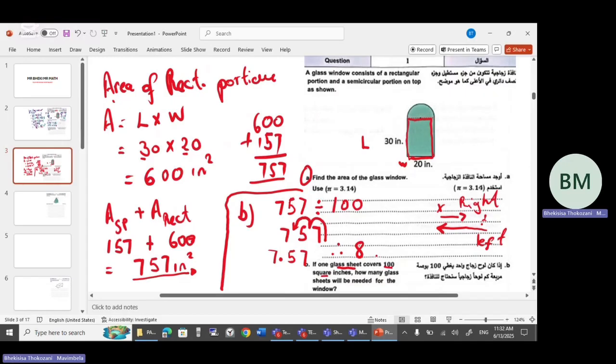We need at least 8 sheets. So this is what is needed. I hope, guys, this makes sense. Okay. If you did not understand it, always go back to your question to check it again. All right. Let's move on to the next question.